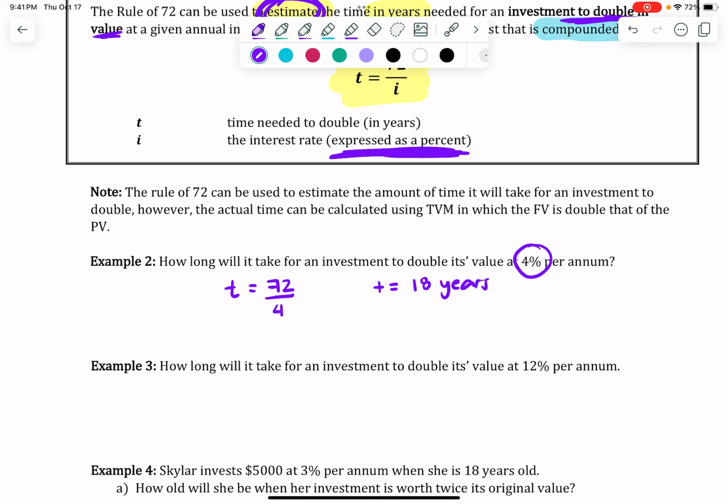Now notice the question didn't even tell me how big that investment was. Because again, it doesn't matter. That investment could be a nickel. That investment can be $576.32. The size of the investment doesn't get impacted by its doubling time. It's all about the percent of my interest rate.